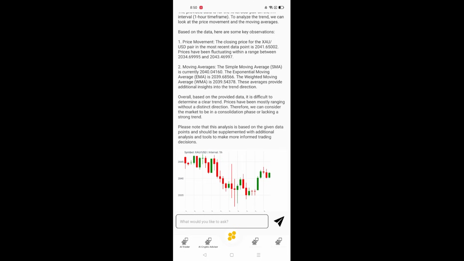Yes, on the H1, as a day trader, we need to trade from level to level only. Therefore, we can consider the market to be in a consolidation phase or lacking a strong trend.